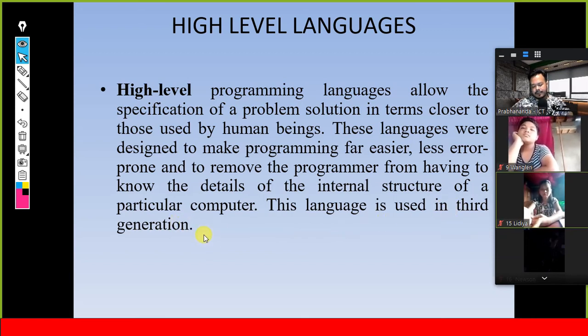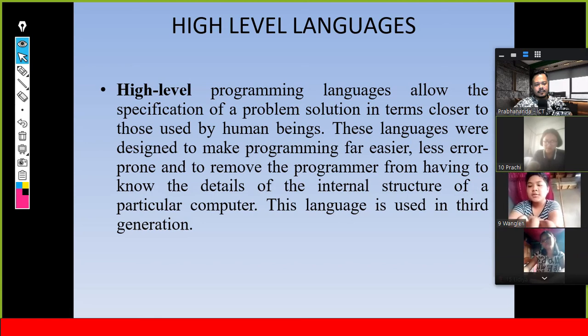So in which generation are high level programming languages used? Third generation. And about assembly language, which generation? First generation. Assembly language is first generation. Second generation. And what about first generation? Machine language.